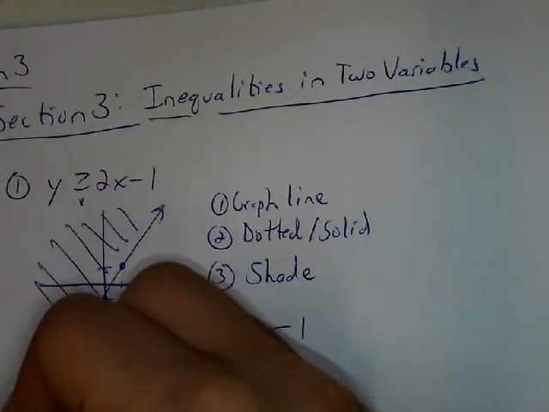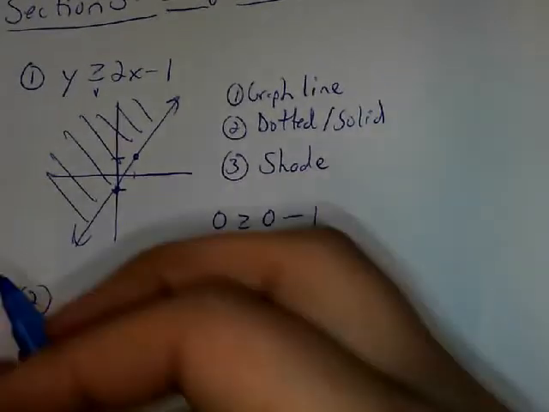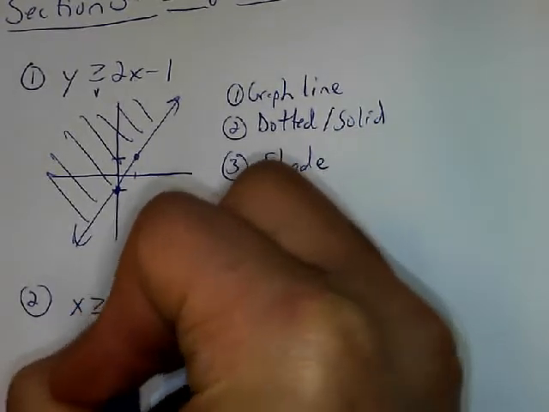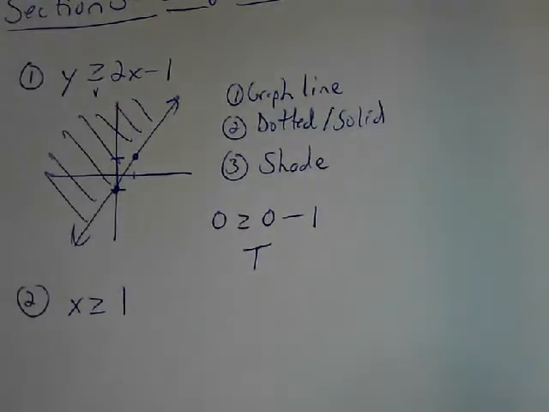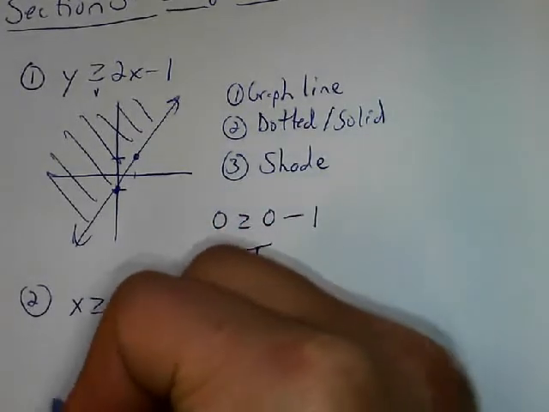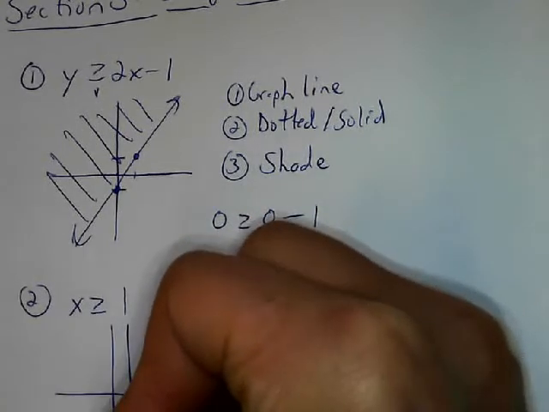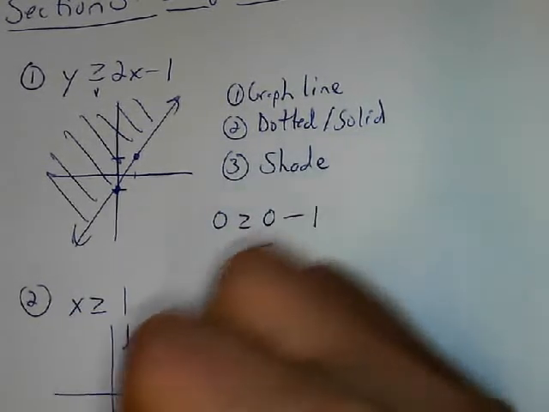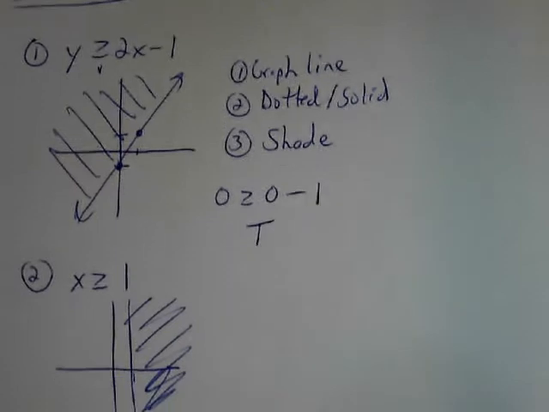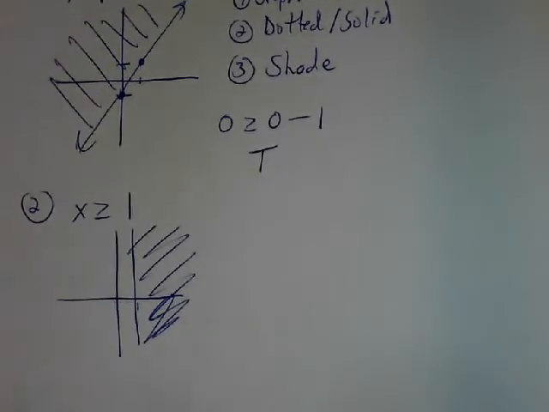That is true. Therefore, I'm shading above the line. So let's do another one. Let's do a real simple one, but important. On this problem, I have to tell you that it was a two-variable problem. Otherwise, you could interpret this as a problem from last section. If you graph x equals 1 in a coordinate plane, you have to realize it is a vertical line at 1, and then we shade to the right. Again, it's solid because it's equal to. And that's it.